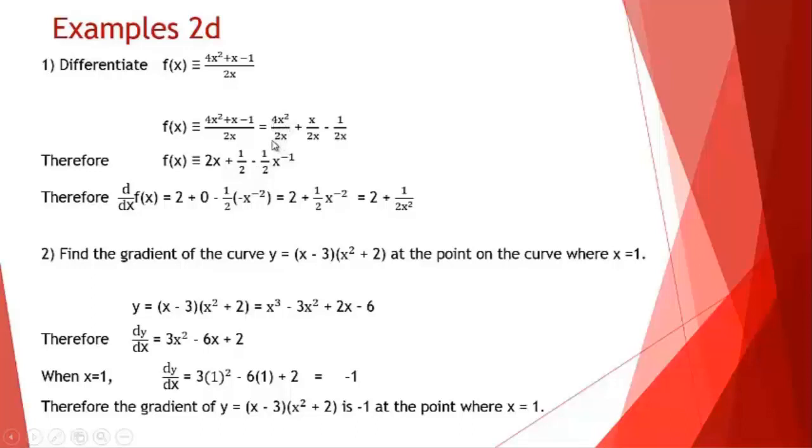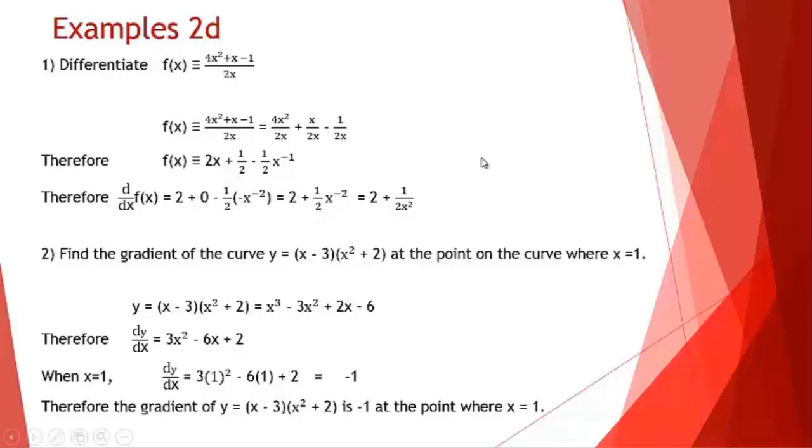So 4 divided by 2 is 2, and x squared divided by x would give us x. Similarly, we divide the top term by the bottom term, which would give us 1 half. And then we take the x to the top, which is x to the power negative 1. We get the expression as 2x plus 1 half take away 1 half x to the power negative 1.